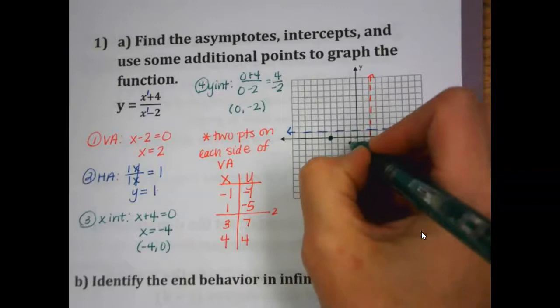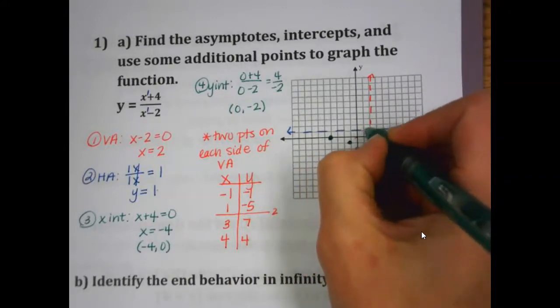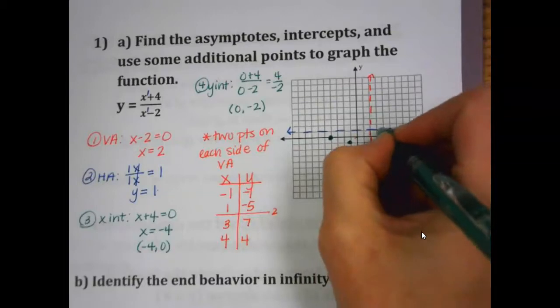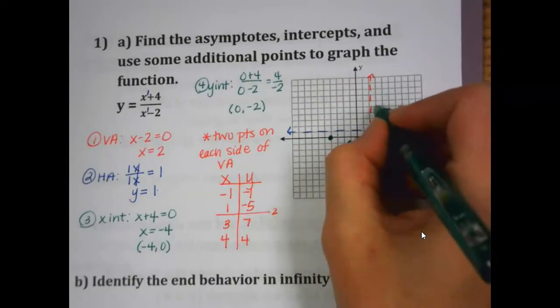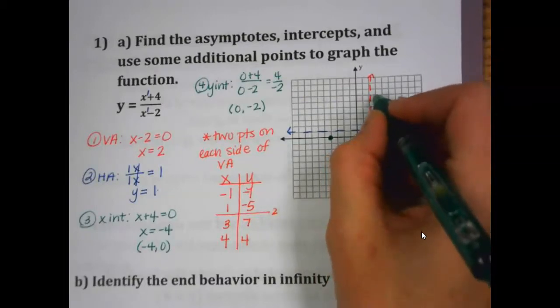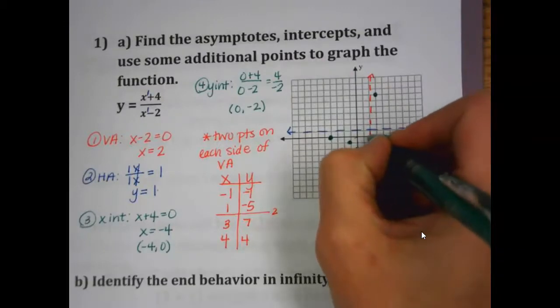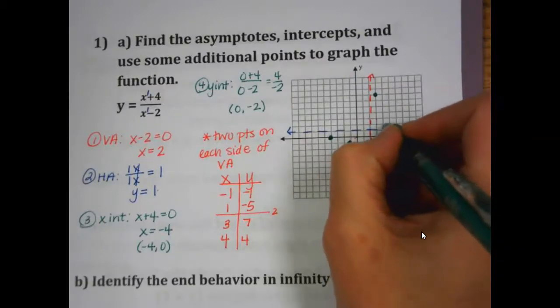-1, -1, 1, -5 would be this way. 1, 2, 3, 4, 5. 3, 1, 2, 3, 4, 5, 6, 7. And 4, 4. 1, 2, 3, 4.